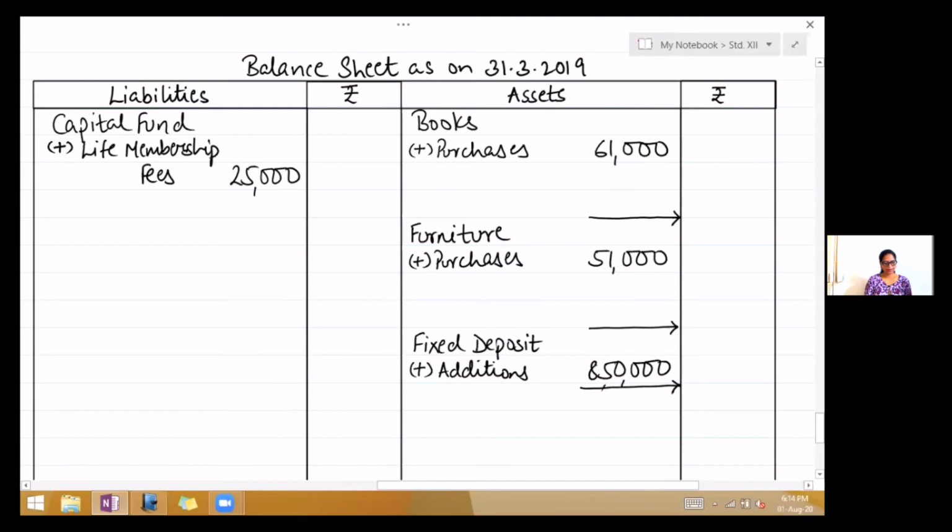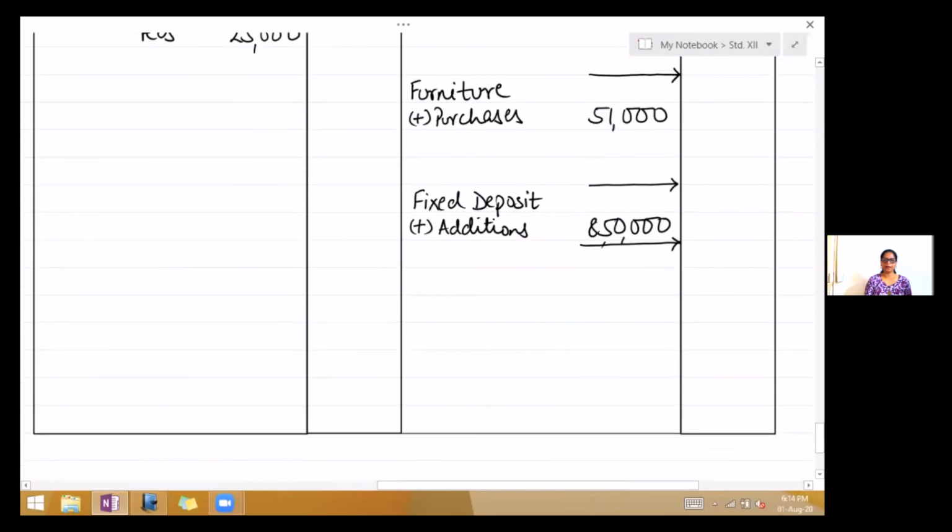By balance carried down, cash in hand, cash at bank. These are closing balances. So show it on the asset side. Cash in hand, 16,650. Cash at bank, 2 lakhs.